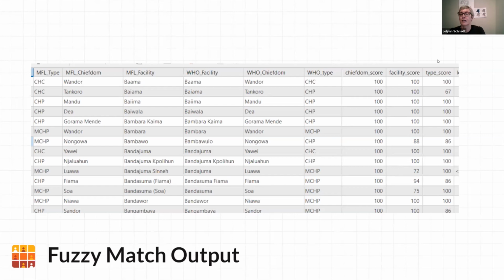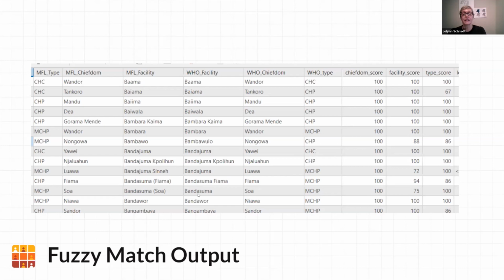In this case, I have a score of 100 for the chiefdom. They're exactly the same. Facility and type, all 100%. Generally speaking, I use 92% as my cutoff. At 92%, I feel pretty confident they're the same. But even with some of the lower numbers, like this one where one includes the chiefdom and one doesn't, it's only a score of 75, but they still match. When it starts getting into these lower scores, I actually visually inspect to confirm the accuracy.